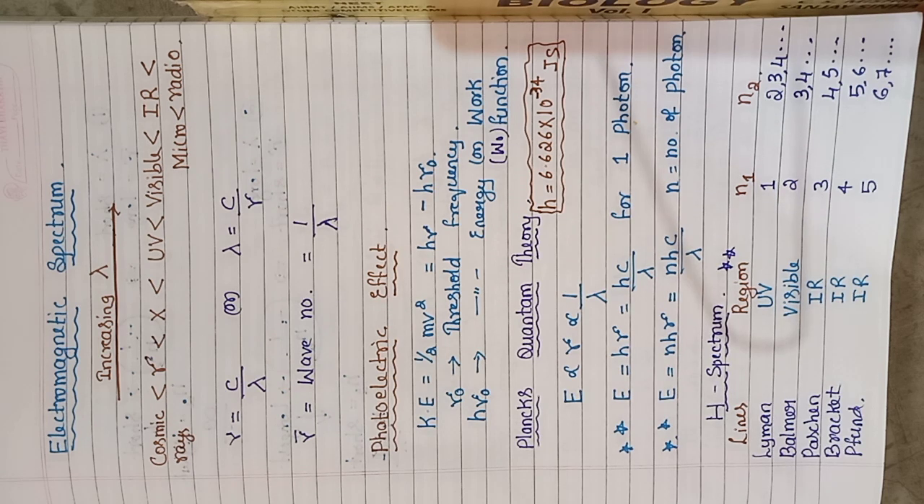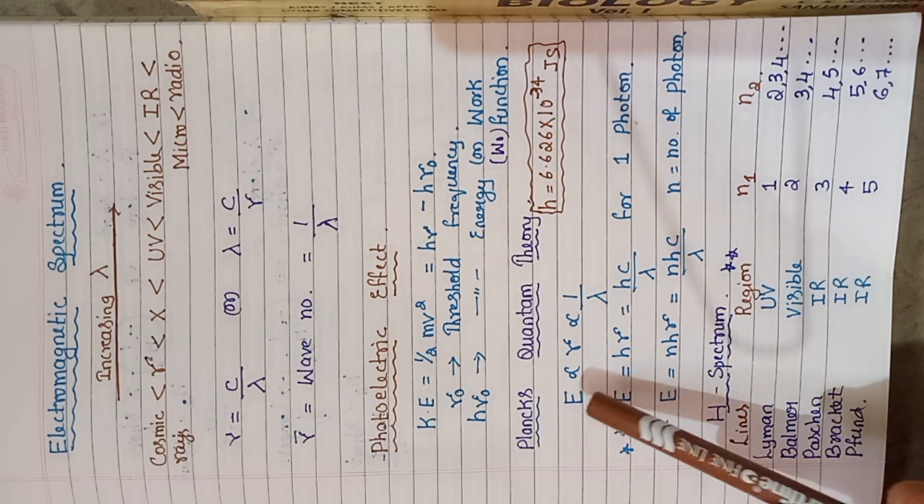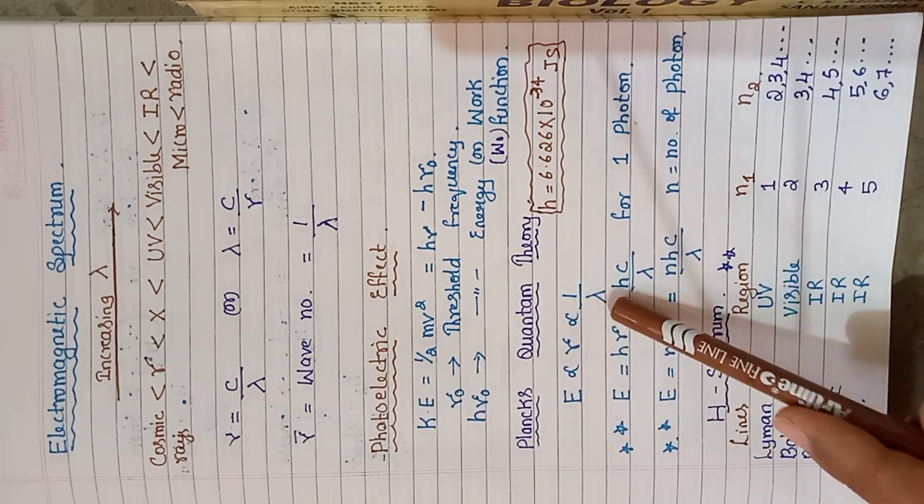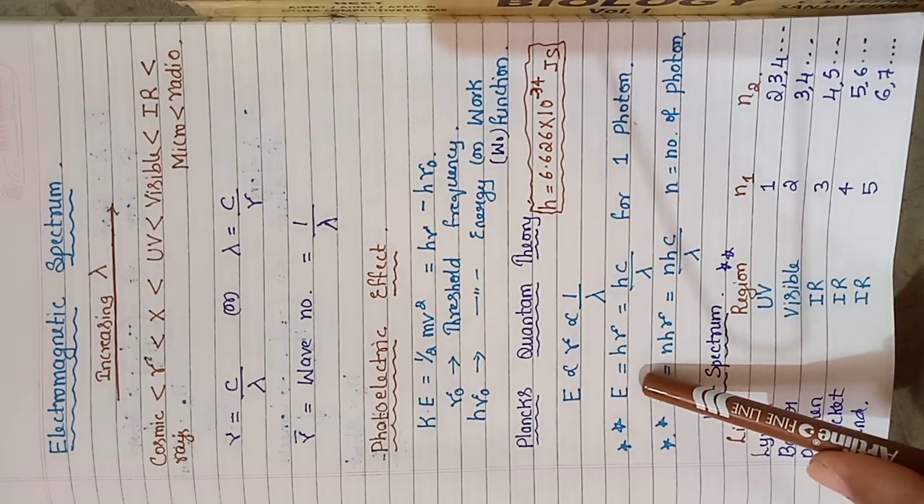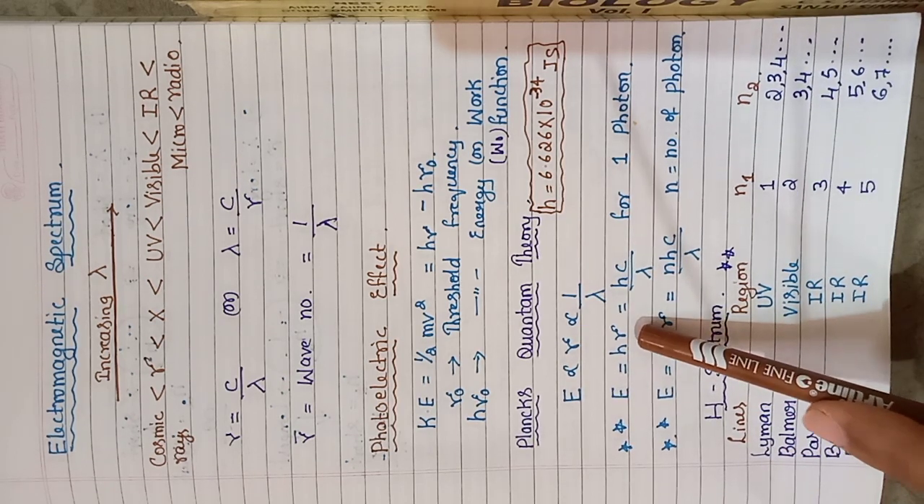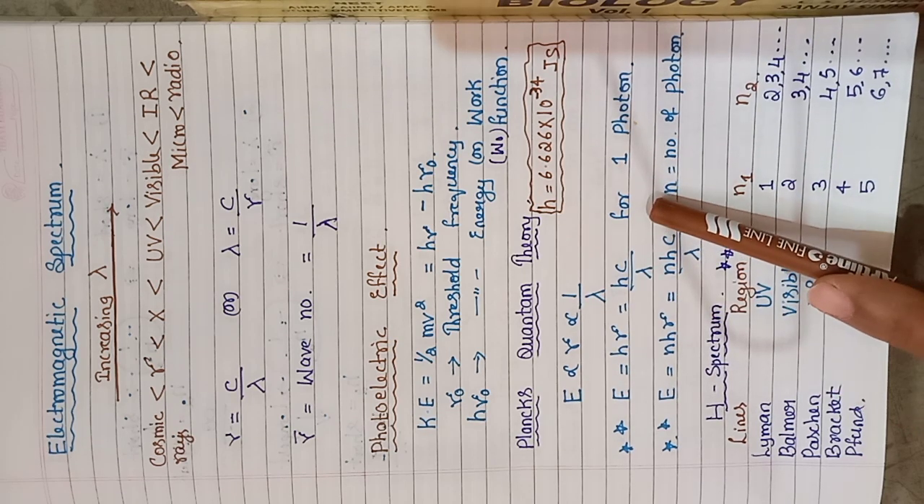And another important theory we are going to discuss is Planck's quantum theory. Here it is the amount of energy emitted or absorbed by the atom or a molecule, and that energy is directly proportional to frequency mu, or inversely proportional to wavelength. And if we calculate, then we get a formula: E is equal to h mu, or in place of mu we can substitute C by lambda. This is for 1 photon. Remember, it is very important.